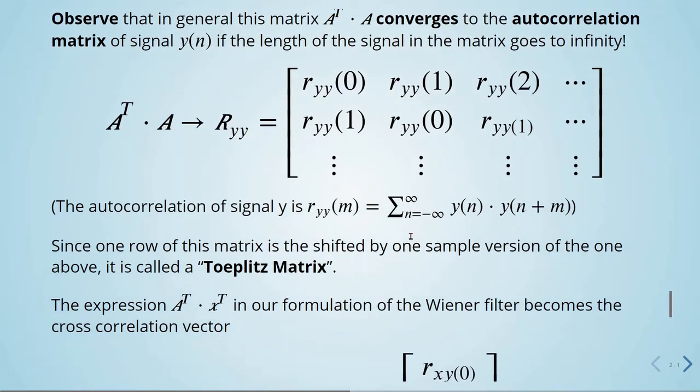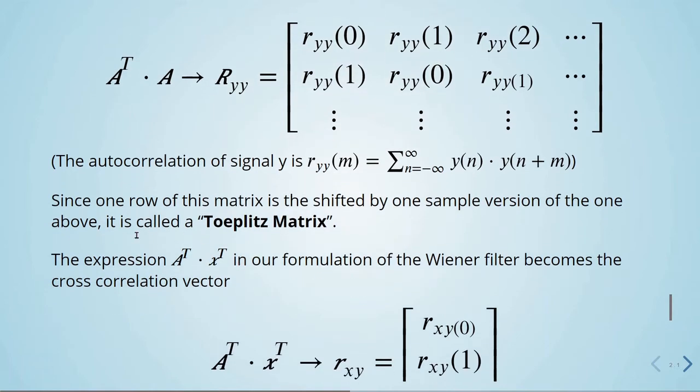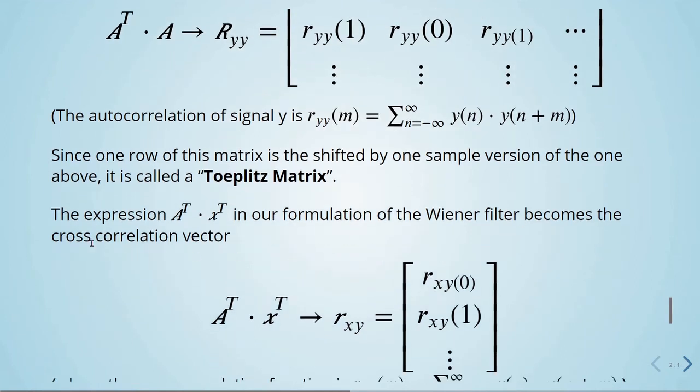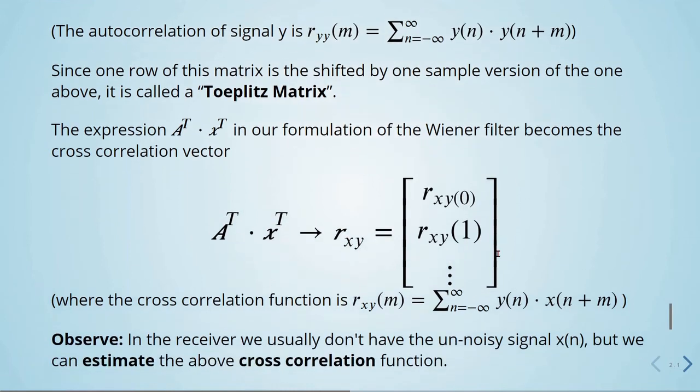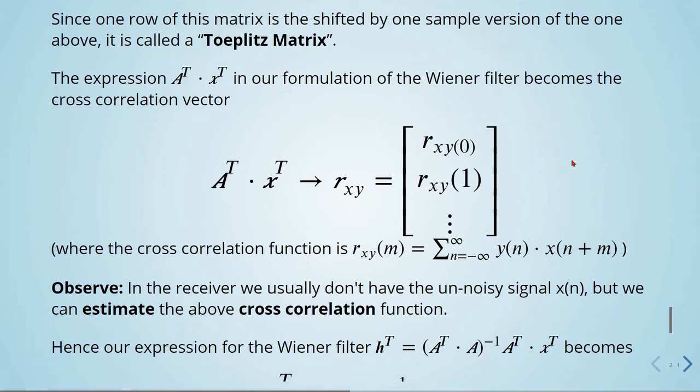Since one row of this matrix is the shifted by one sample version of the above, this is called the Toeplitz matrix. So the expression A transpose times x in our formulation of the Wiener filter now becomes the cross correlation vector, the cross correlation function of x and y. In the receiver, we usually don't have the unnoisy signal x, but we can estimate the above cross correlation function.